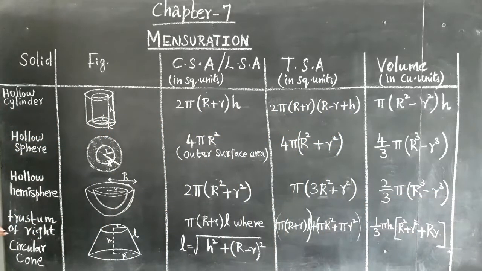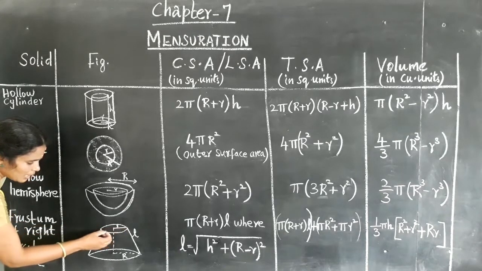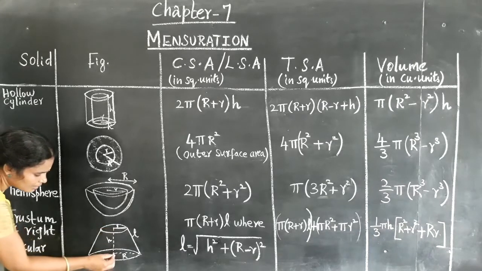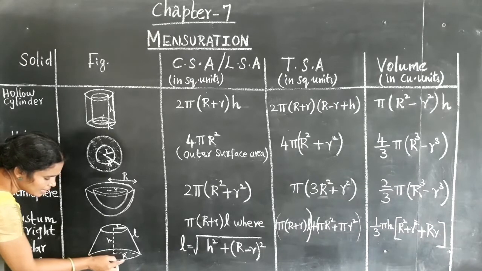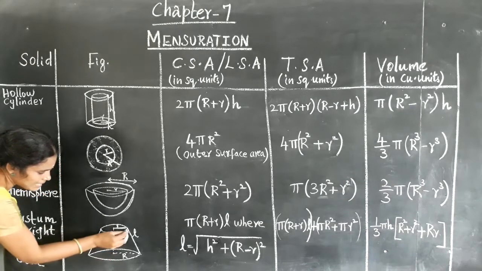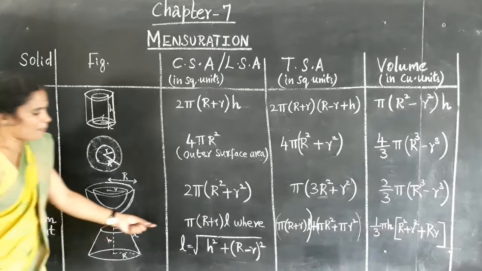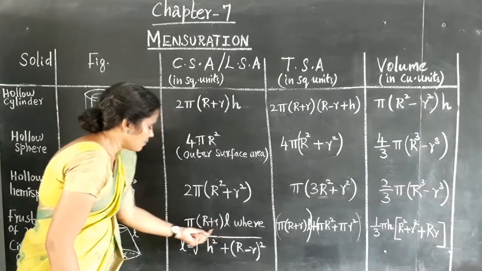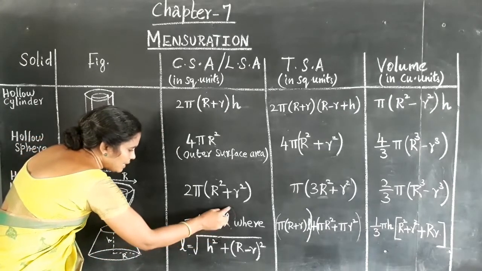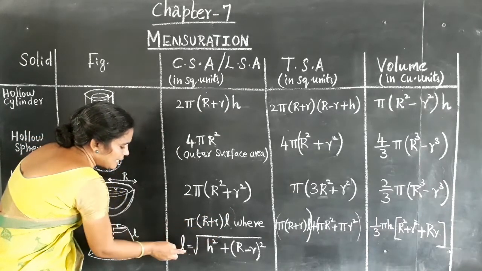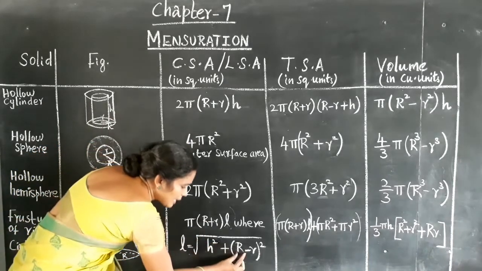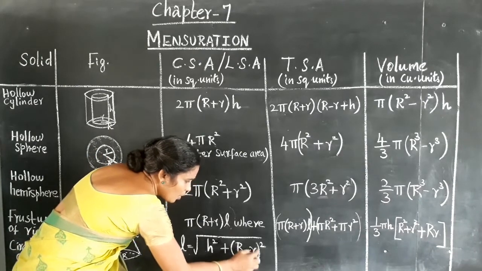And then the frustum of a right circular cone. For the smaller circle we take the inner radius as small r, and the larger side as capital R, with height h and slant height l. Here CSA is π(R + r)l, where to find the value of the slant height, l is equal to the square root of h² plus (R − r)².